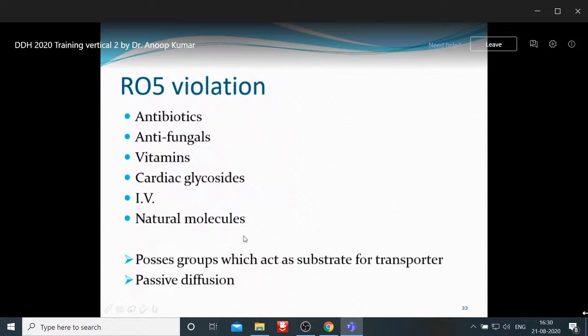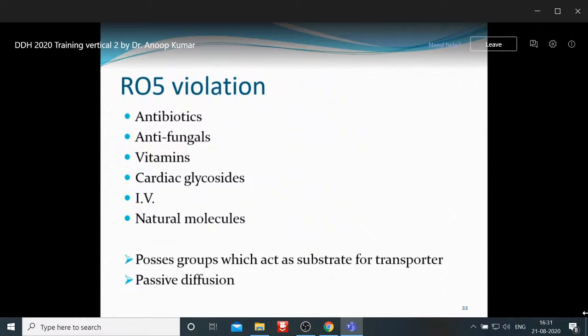Natural molecules are also not following the Lipinski rule of 5. But if a molecule does not follow the Lipinski rule of 5, it doesn't mean that the molecule will not absorb orally. There is a higher chance it will not absorb, but you can't say there is a 100% chance it will not absorb. I told you these examples where Lipinski rule of 5 is not followed, but they are available in the market as oral formulations also. Suppose your molecule has a group which acts as a substrate for a transporter. In that case also your Lipinski rule of 5 will not work. It will work when your molecules are crossing the cell membrane through passive diffusion, as I told earlier.